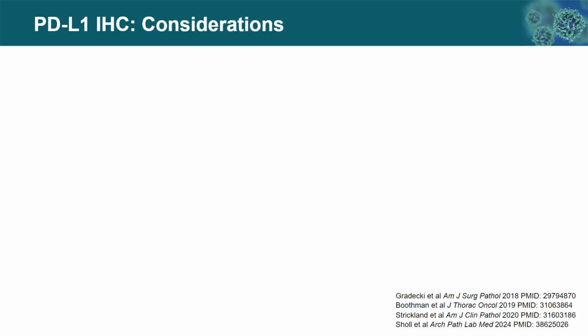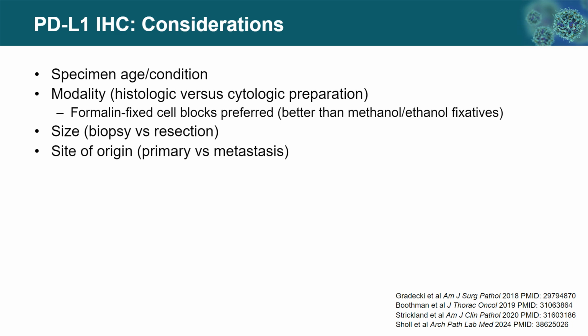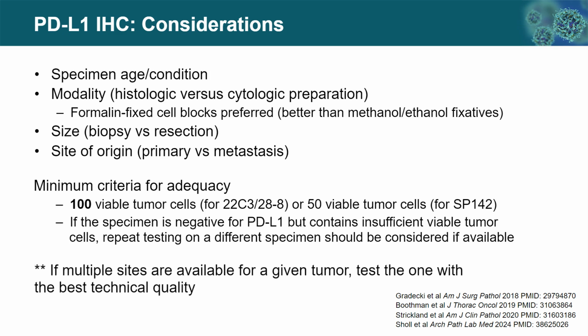To optimize PD-L1 immunohistochemistry, here are some general considerations, including specimen age and condition, modality, sample size, biopsy versus resection, and sample site, primary versus metastasis. There's a minimum criterion on specimen adequacy, with at least 50 to 100 viable tumor cells on the slide, depending on the assay. If multiple sites are available for a given tumor, the recommendation is to test the one with the best technical quality.